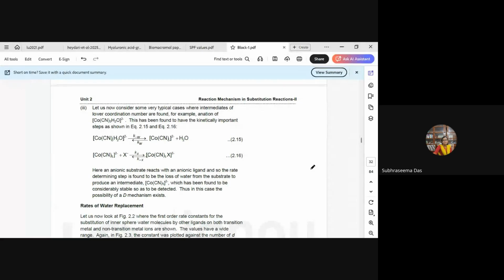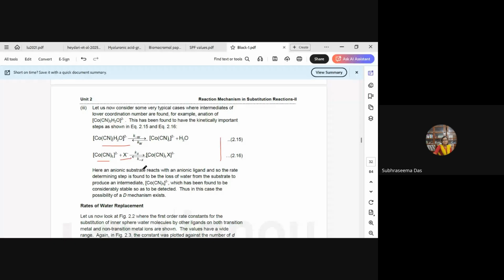Let us consider a very typical case where intermediates of lower coordination number are found, for example Co(CN)5H2O. Here in equations 2.15 and 2.16, the rate constant has been given. The substrate here is anionic, and it reacts with a ligand which is also anionic, that is X minus.